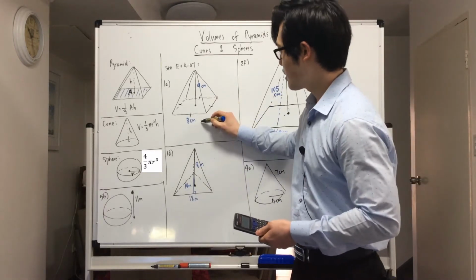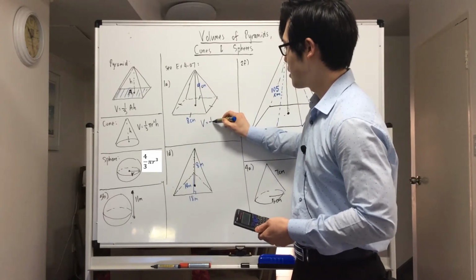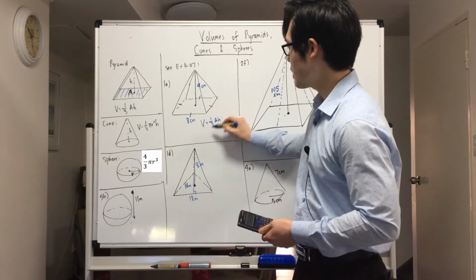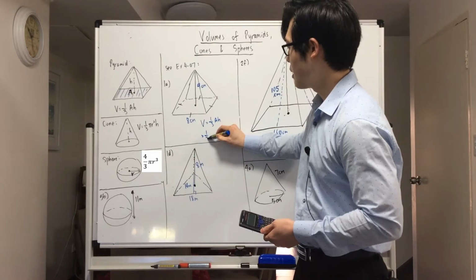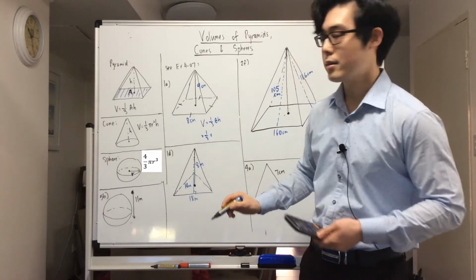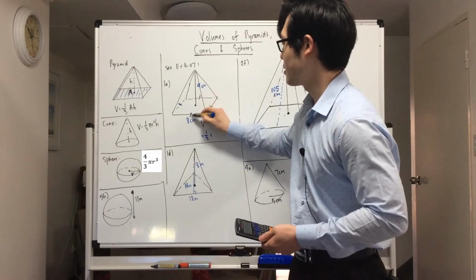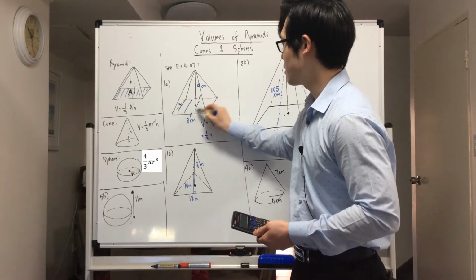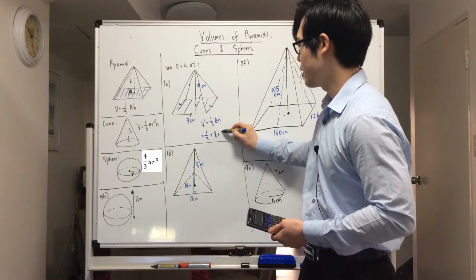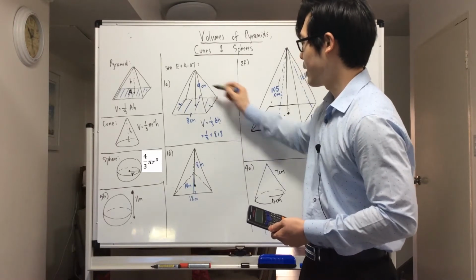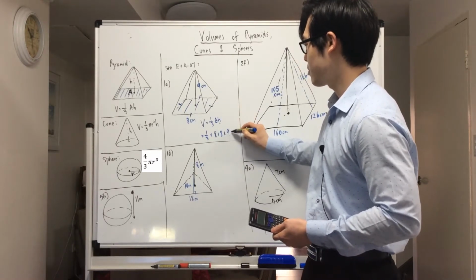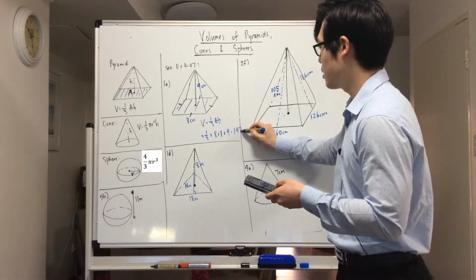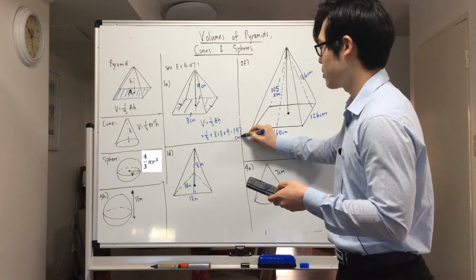It's a pyramid, so let's start with the formula, a third. So you start with a third, and now to find the area of the base, as you can see by these four dashes, is a square. So the area of this is just 8 times 8. So that's your area, and the height is obviously just 9, and that should give you the answer. And the units would be centimeters cubed because it's volume.